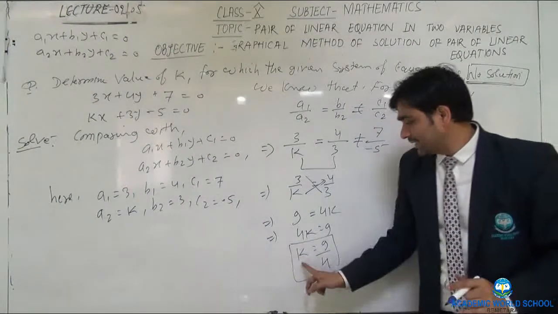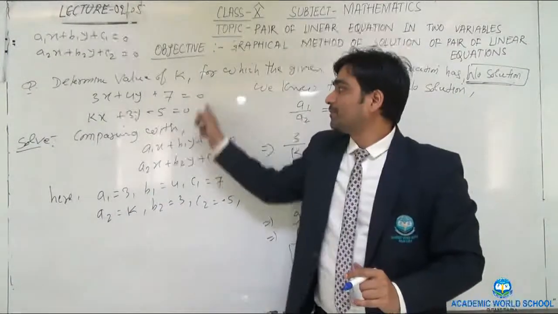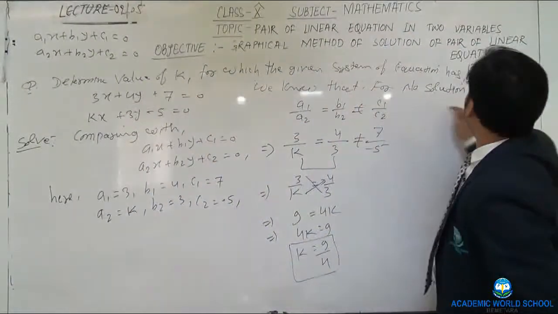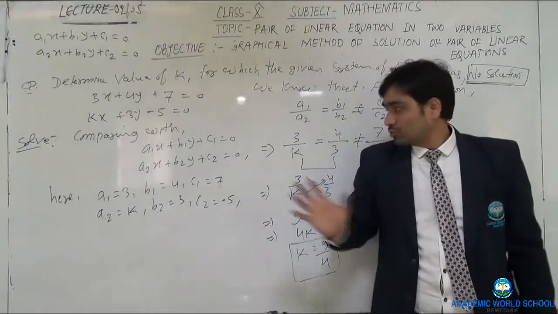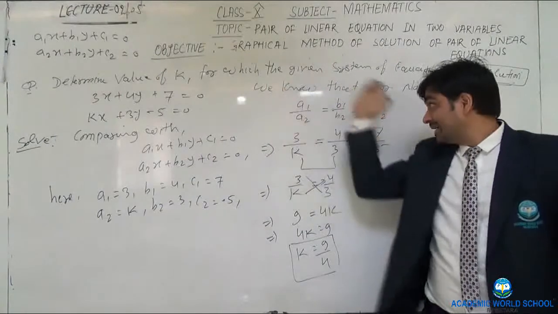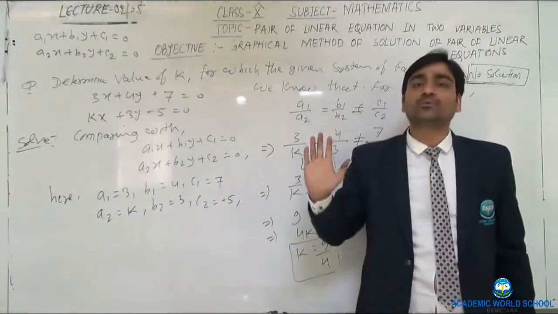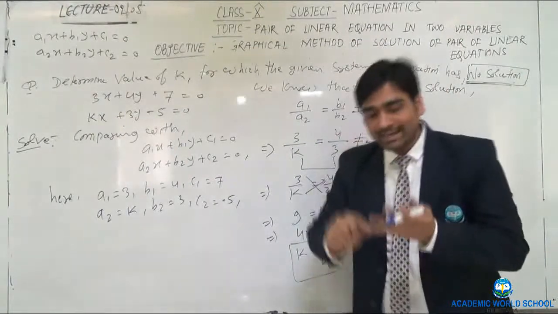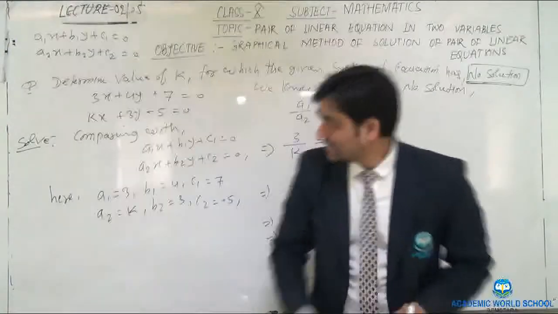So for K equal to 9 upon 4, this pair of linear equations will have no solution. If you do not know this condition, you are not able to solve. This condition is most important for intersecting lines, for parallel lines and for coincident lines. One more example I am taking.